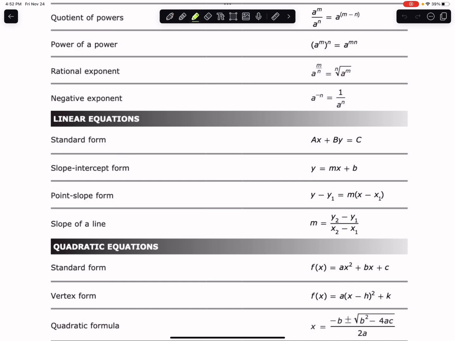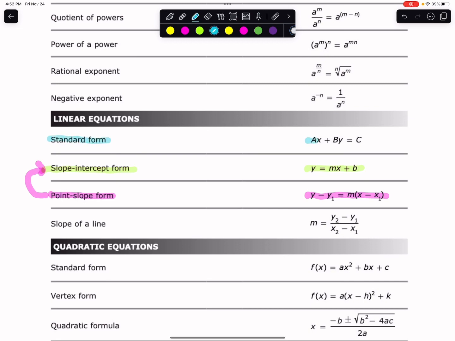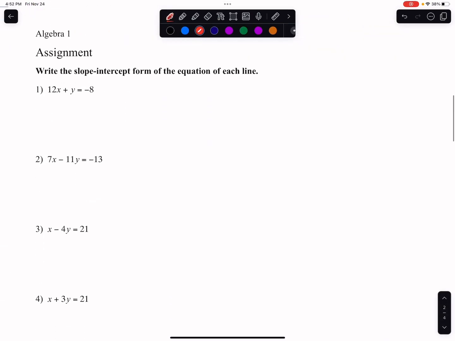Over the last couple of weeks, we've been dealing with slope-intercept form, which is this over here. And last week, we did point slope, and we did point slope to slope-intercept form. This week, we're going to be doing standard form to slope-intercept form. It's not too difficult, so let's go ahead and get right into that. Here's our first example.